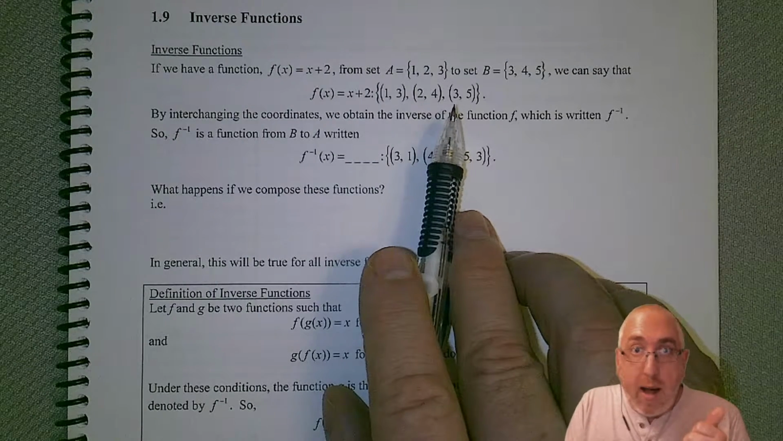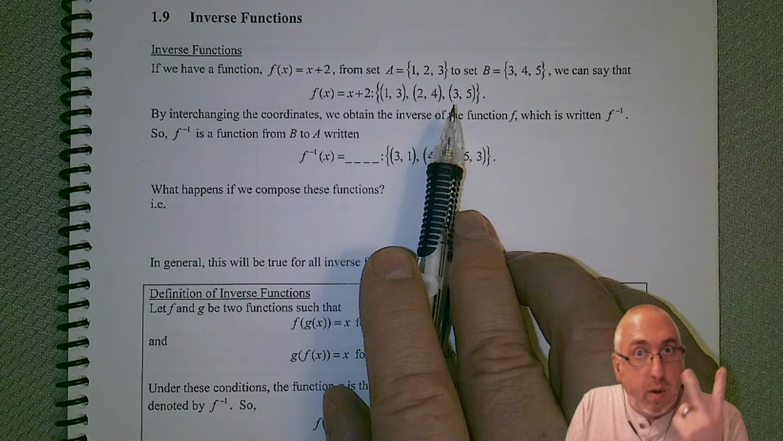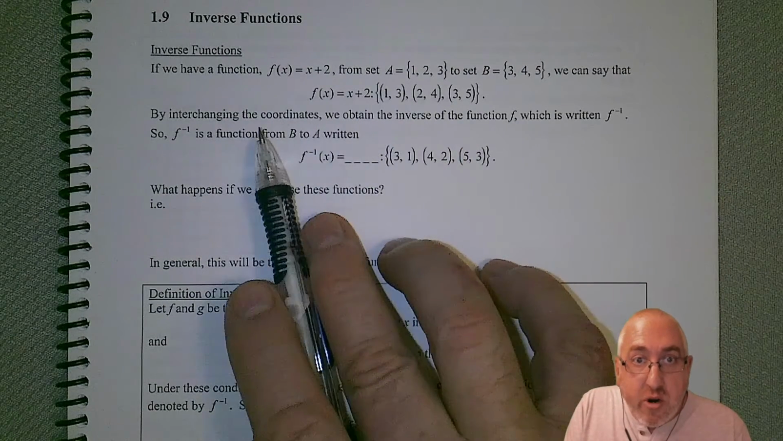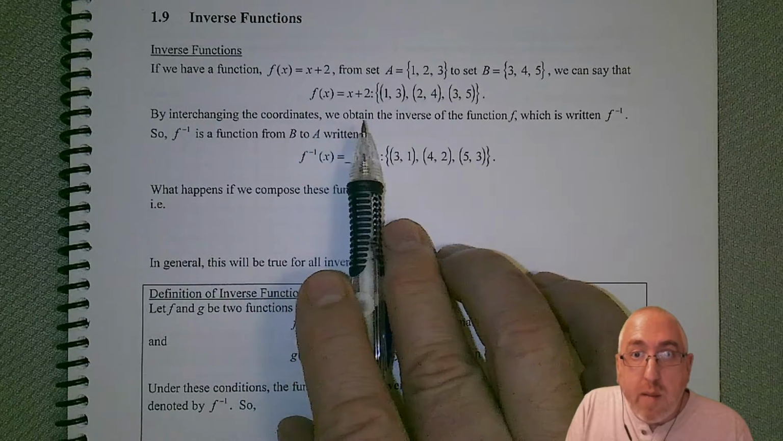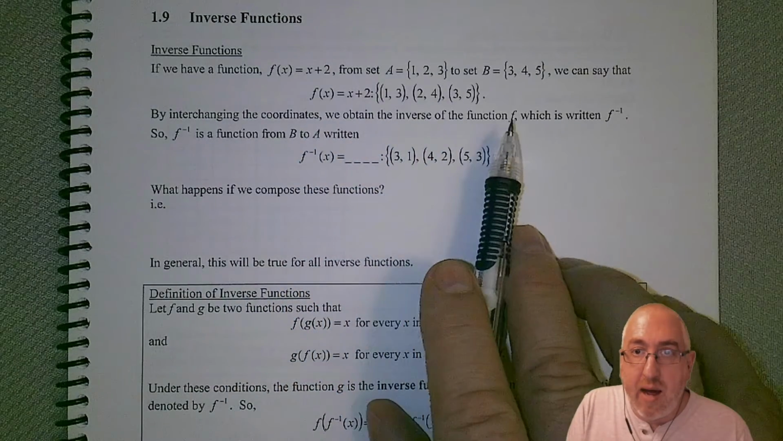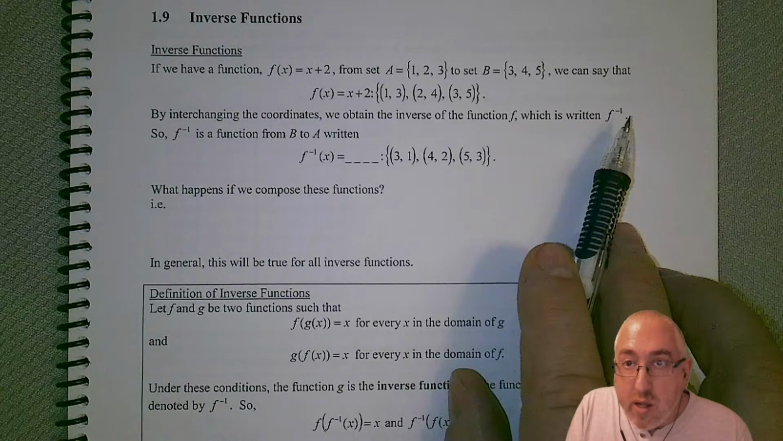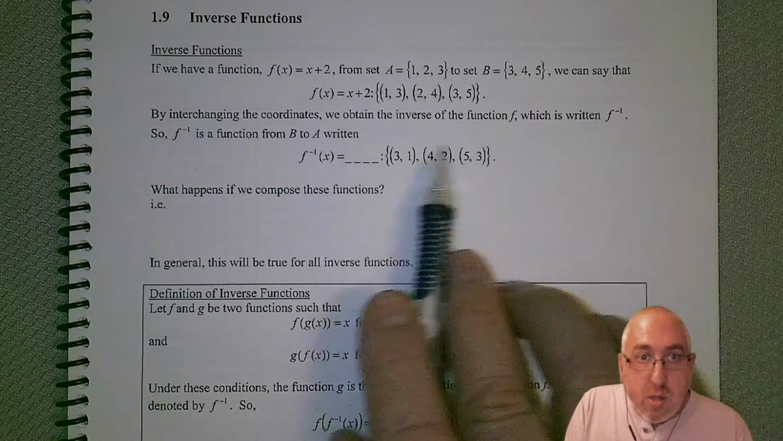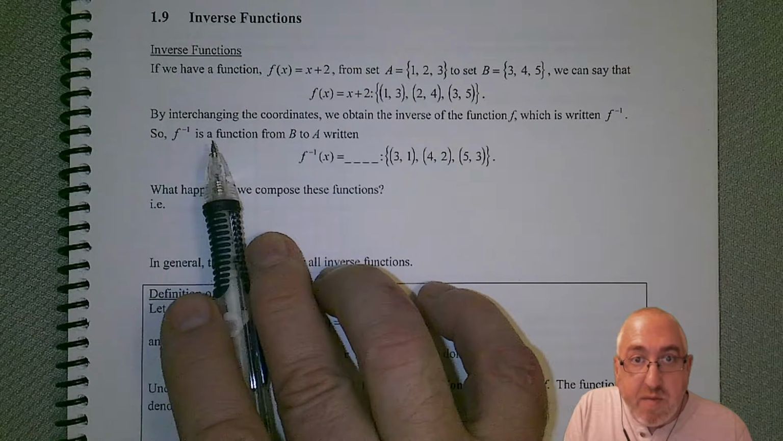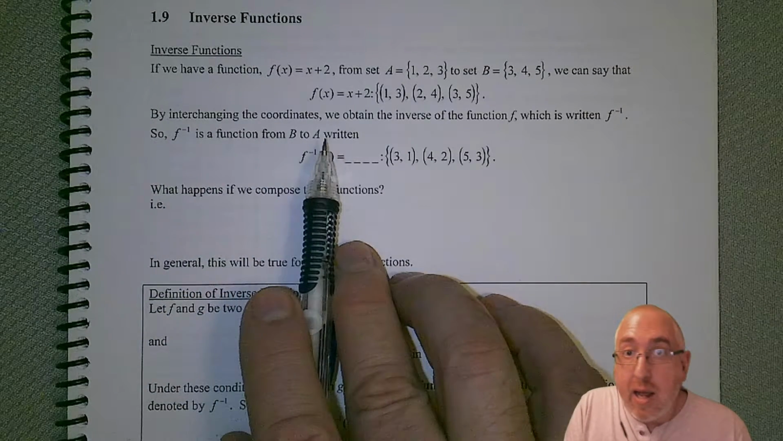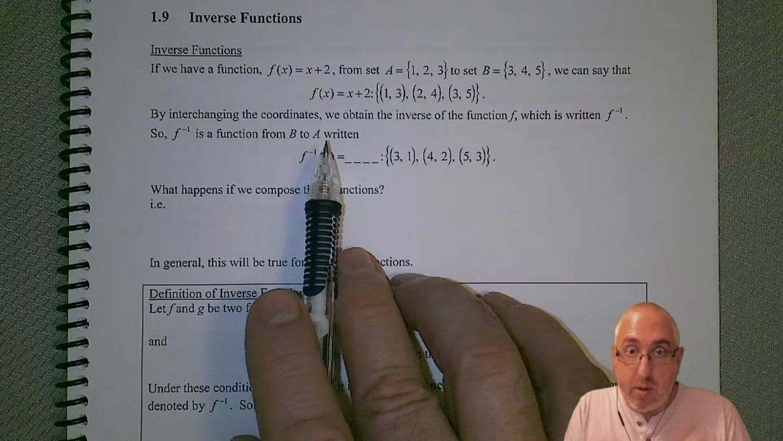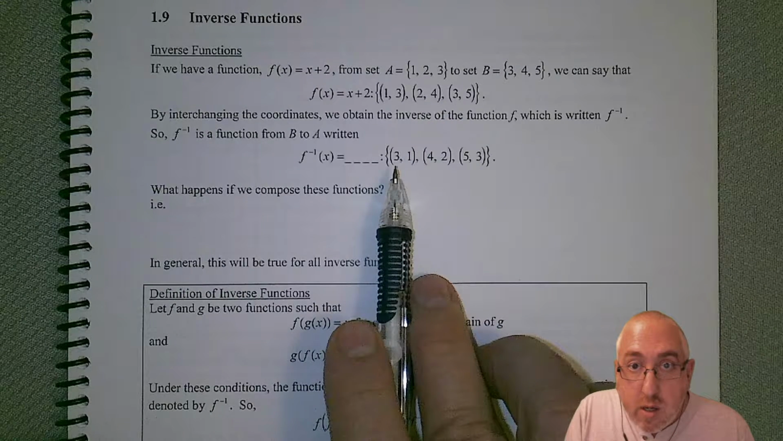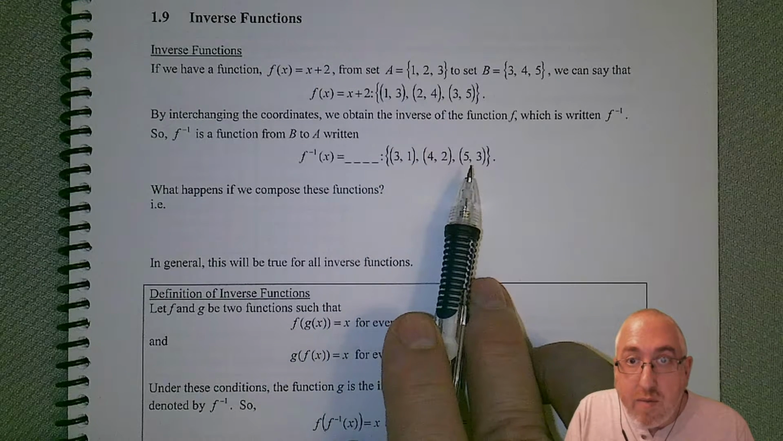Now, what happens if we swap those ordered pairs? We swap the values in those ordered pairs. By interchanging the coordinates, we obtain the inverse of the function f, which is written f with a little exponent of -1, right next to the f. So f inverse is a function from B to A. We reverse the order of those numbers. So now we can see that our ordered pairs just get reversed: 3, 1, 4, 2, 5, 3.